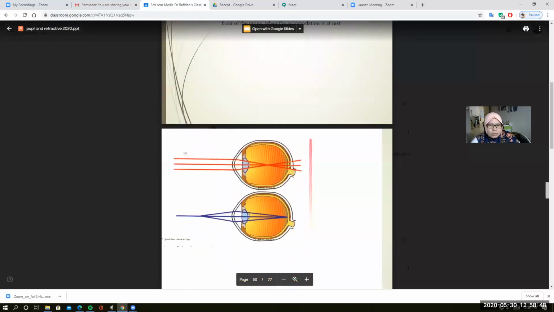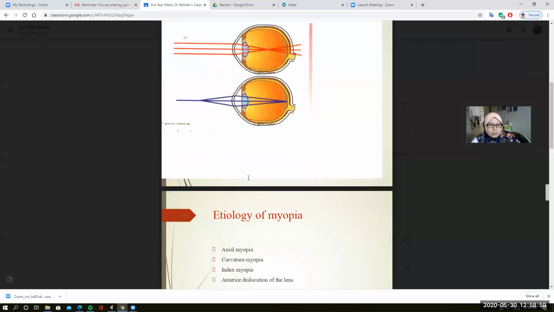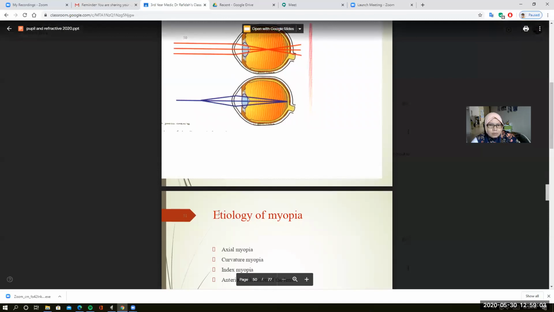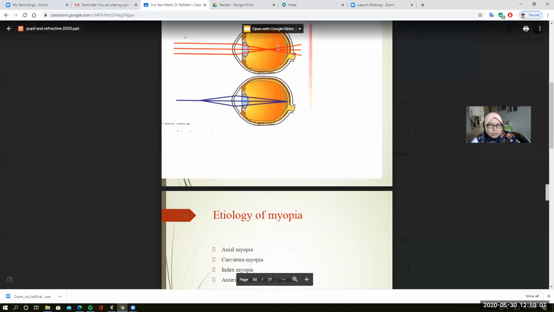Instead of being focused at the retina, it is focused in front of the retina because of a few factors: a long eyeball. These are the etiology of myopia. Axial myopia is because of the long eyeball. Curvature myopia is because of an extremely curved cornea.